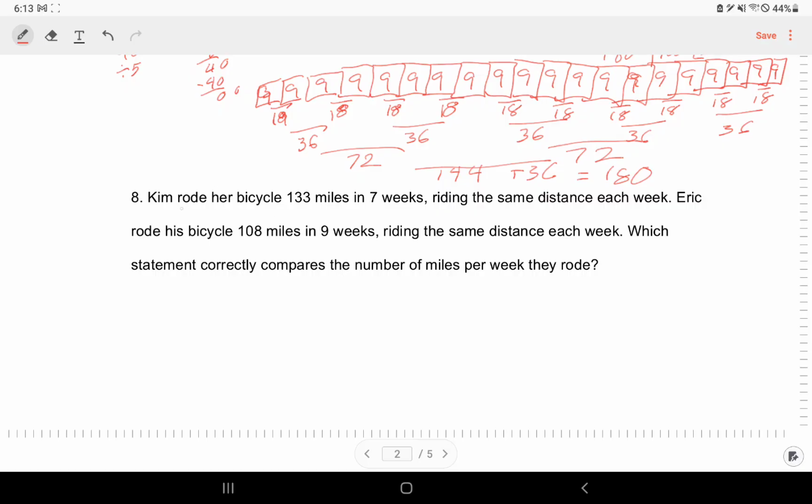Okay. So Kim rode her bicycle 133 miles in 7 weeks, the same distance each week. Eric rode 108 miles in 9 weeks.